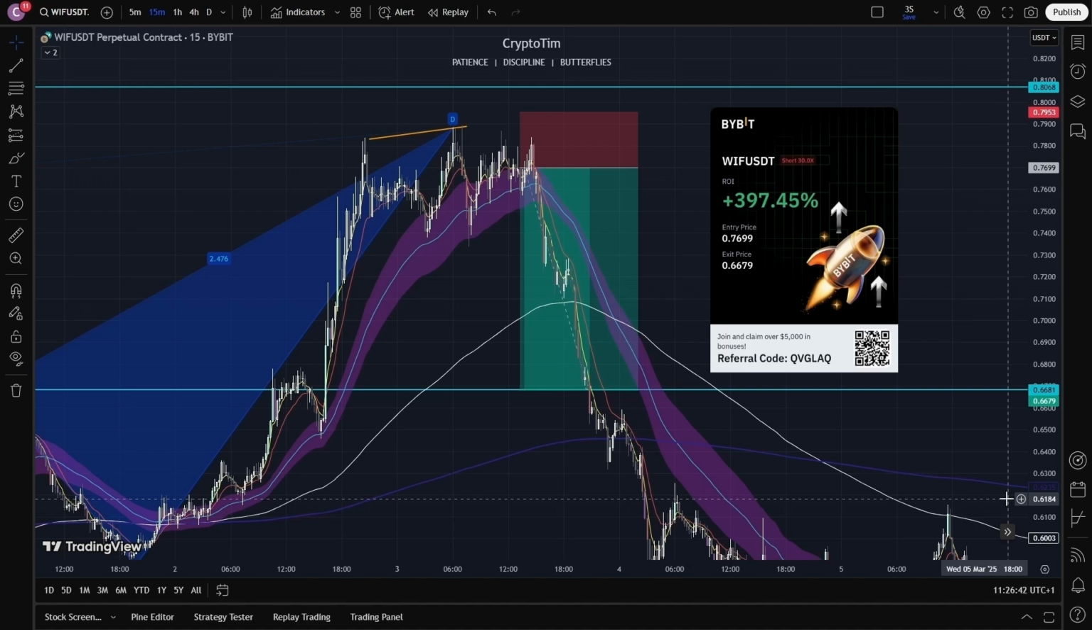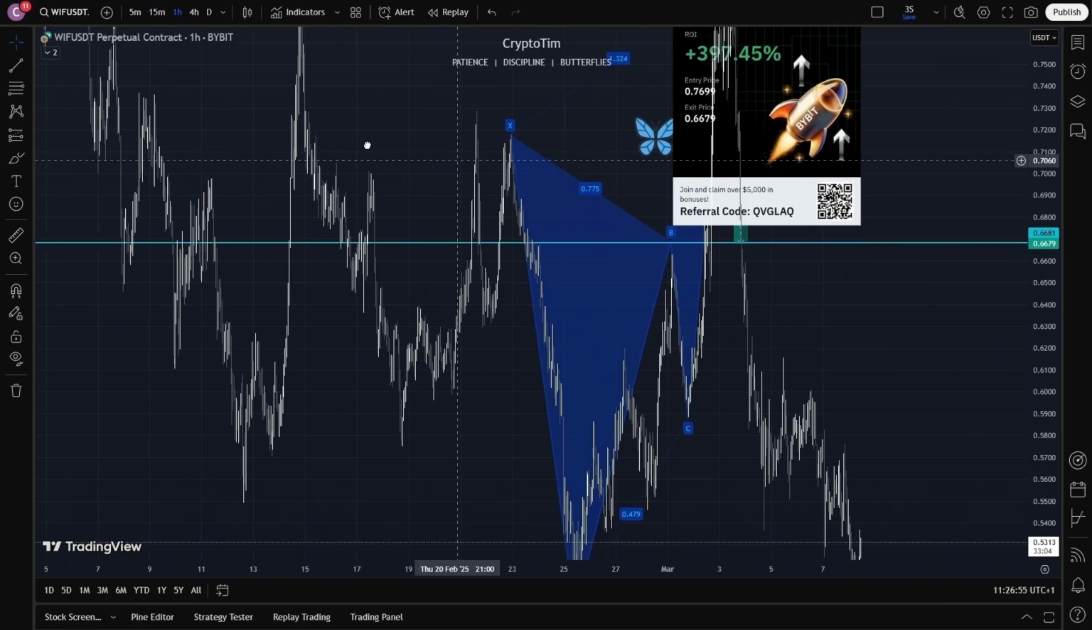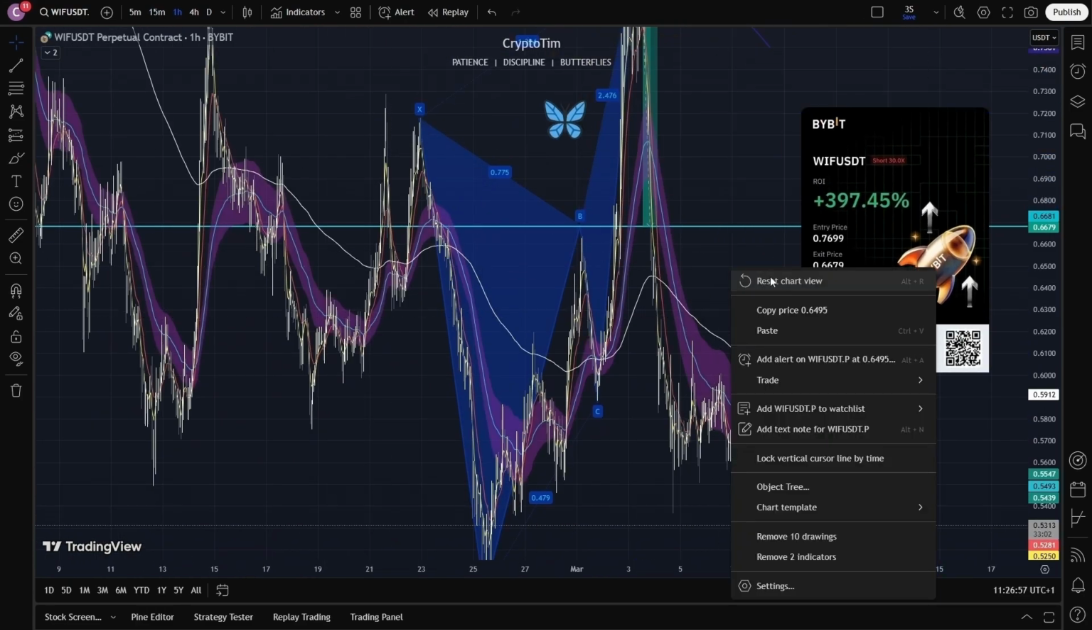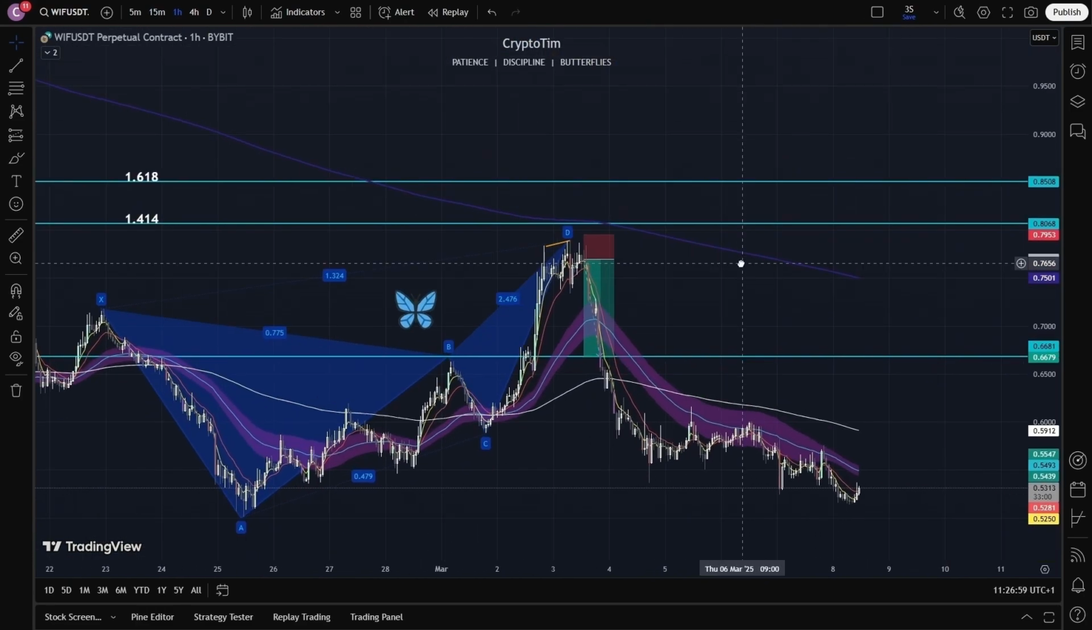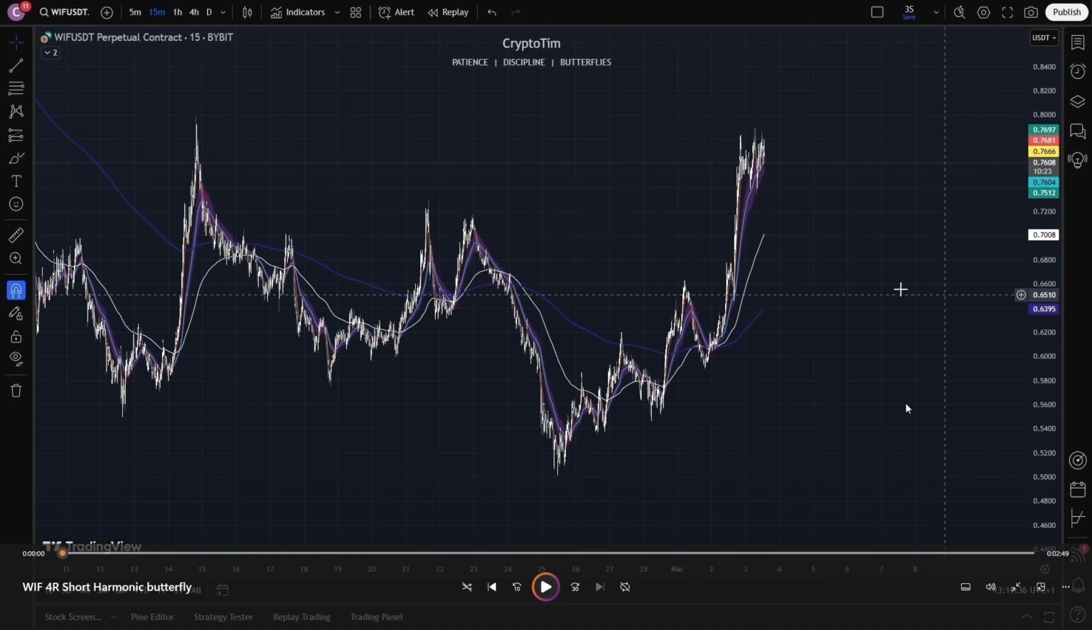Today I'm making another video about this 4R short setup on WIFUSDT or Dogwifhat. I did take this trade based on a harmonic pattern, as you can see right here. I recorded my chart live when I was looking for this setup, so without further ado, let's jump straight into the video. Alright guys, and now for the actual TA part of the video.